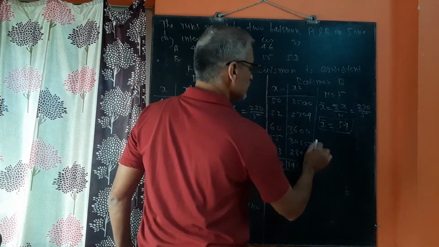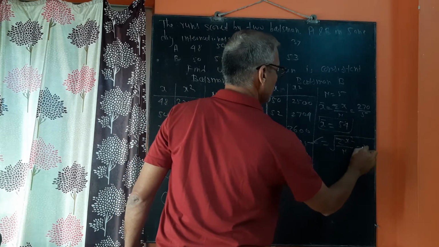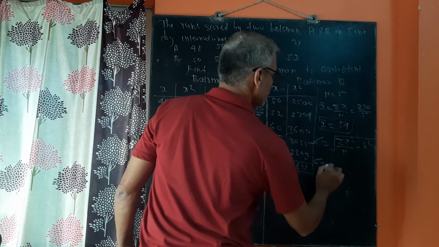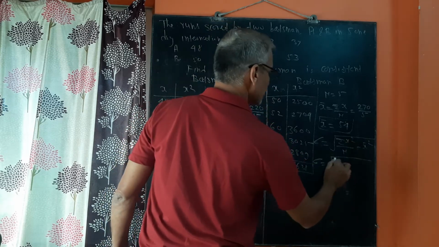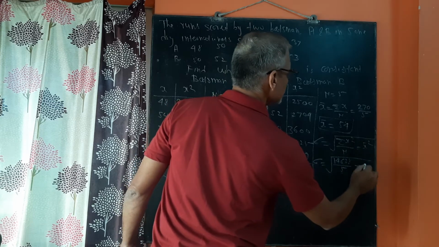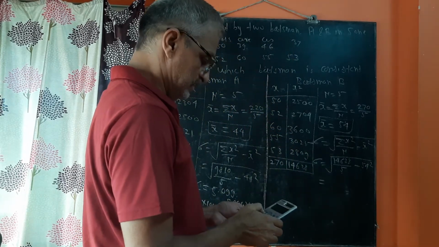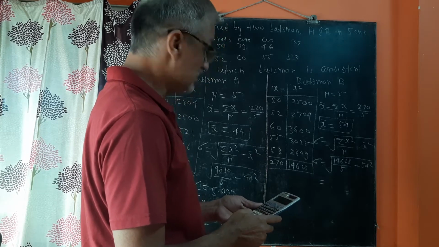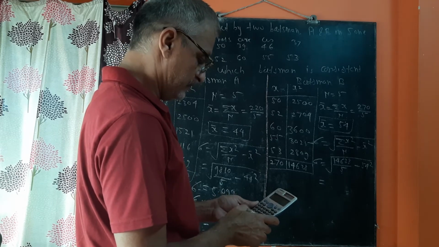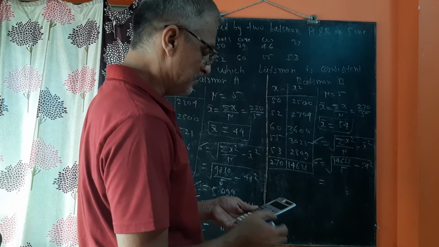Then sigma equals the square root of summation of x square upon n minus x bar square. Substituting the values, summation of x square is 14,638 divided by 5 minus x bar square, means 54 square. Let us calculate it: square root of 14638 divided by 5 minus 54 square, that is 3.4058.